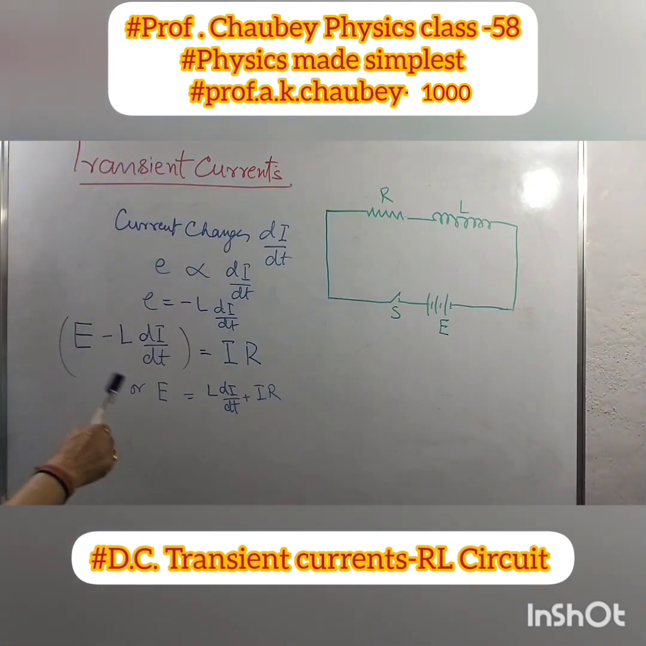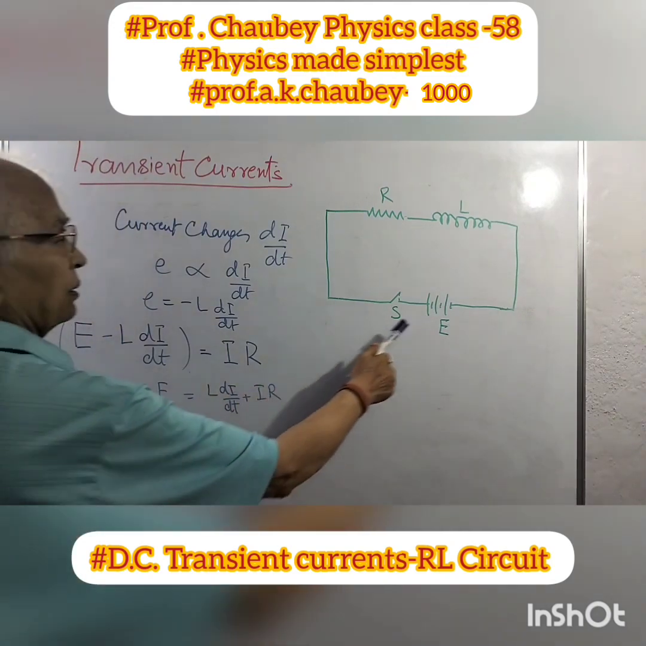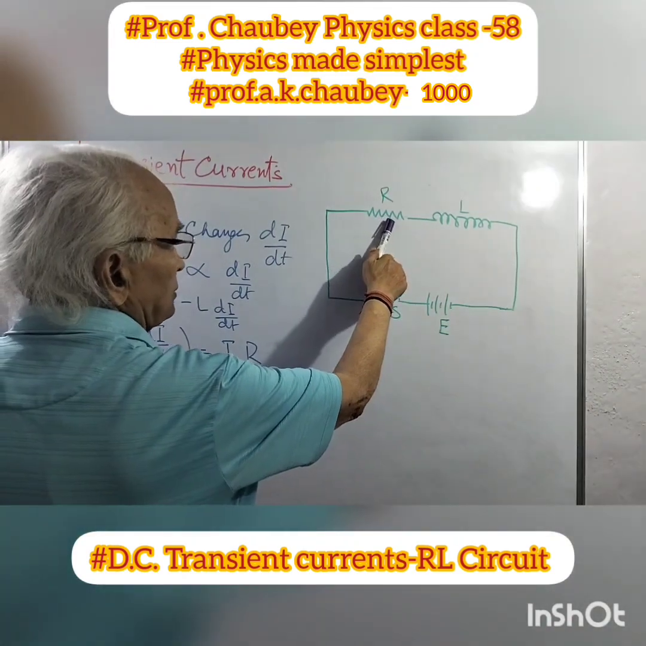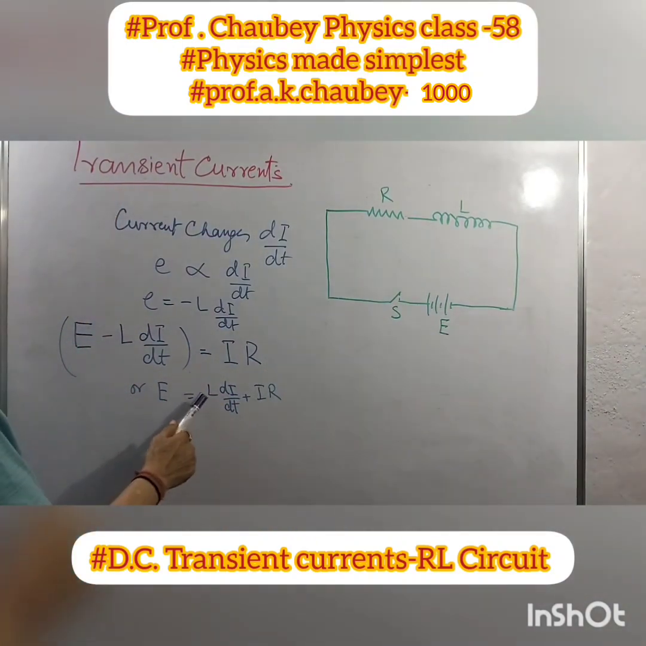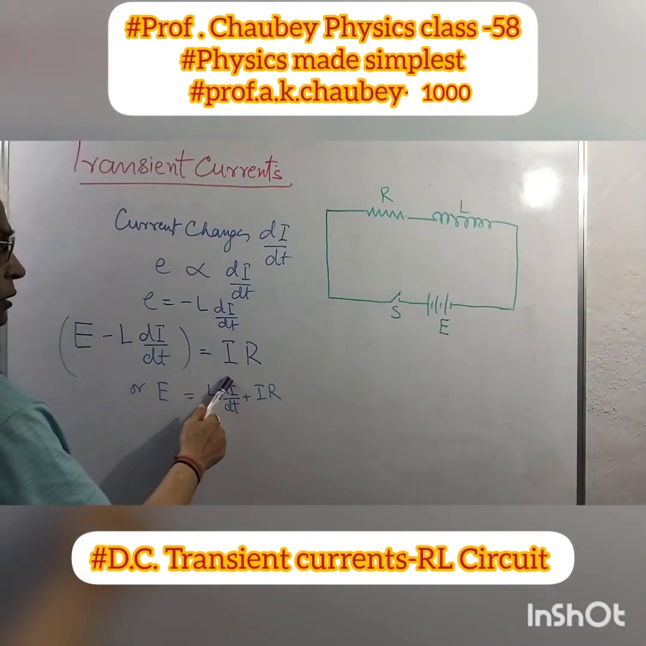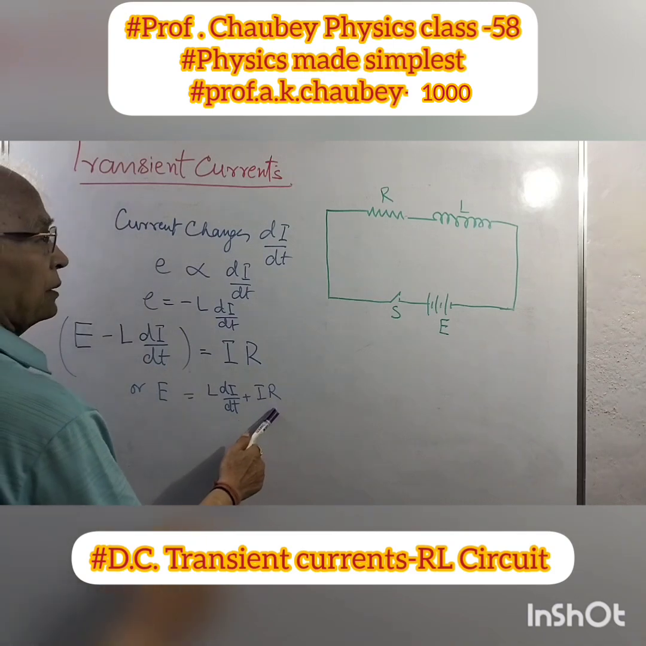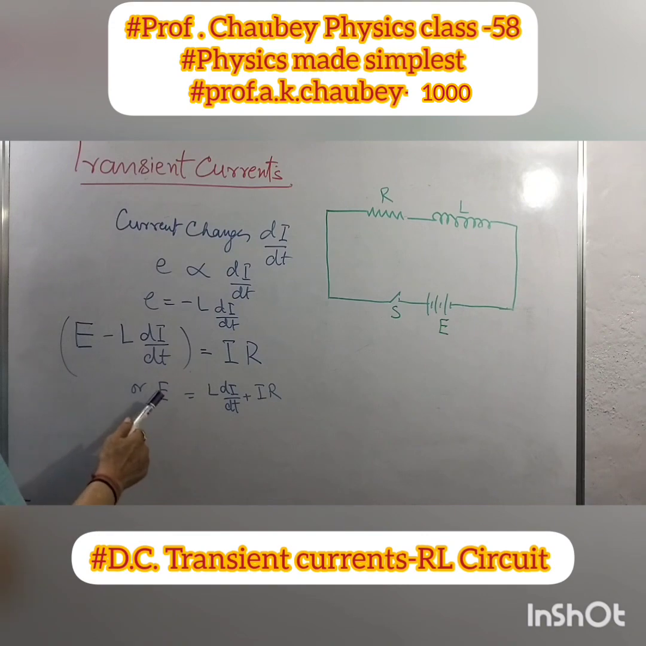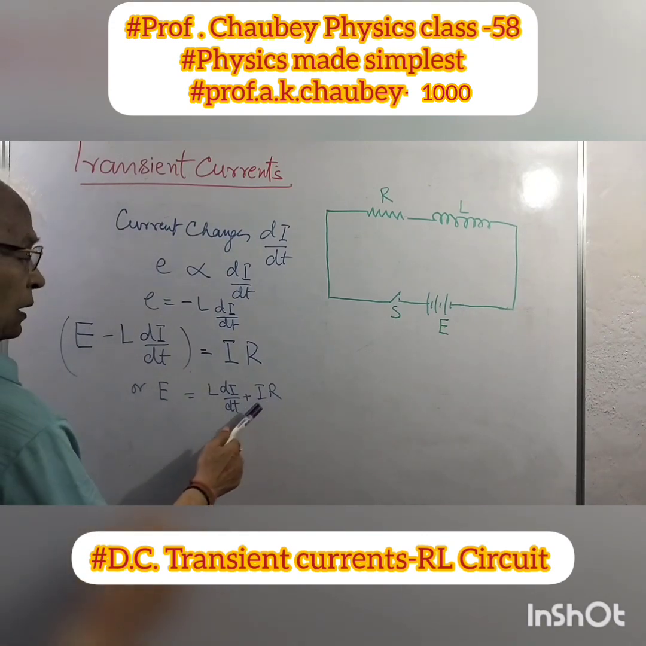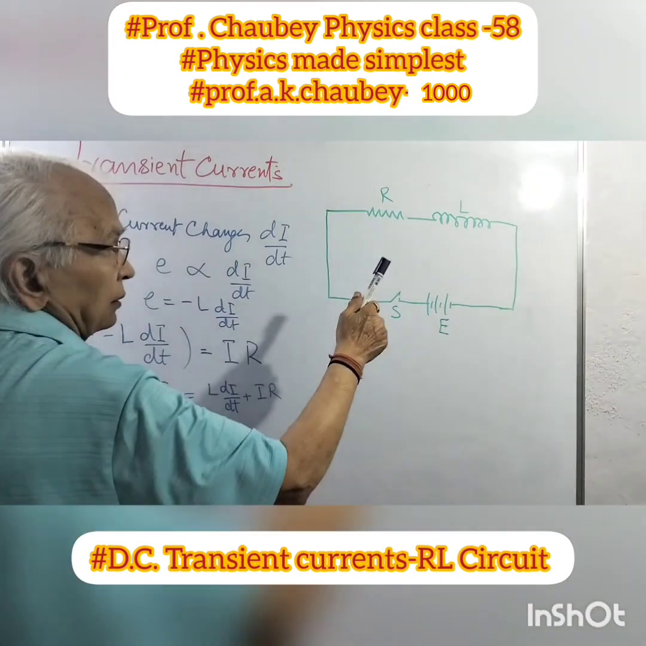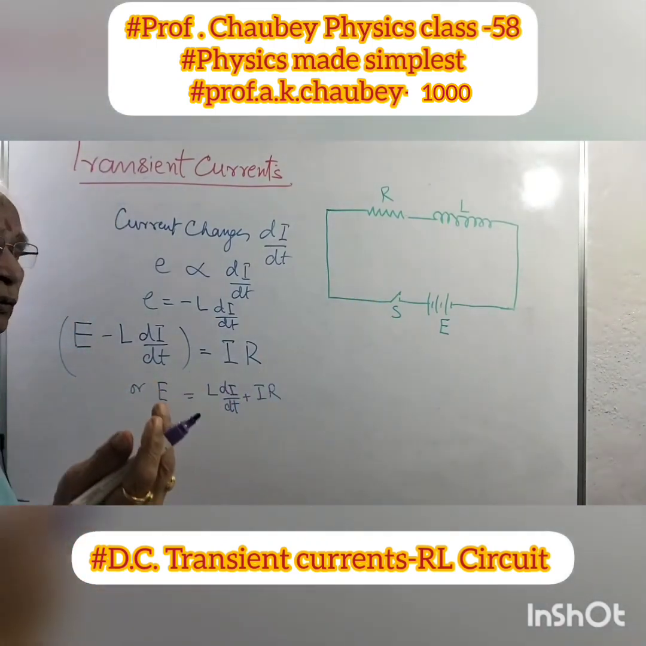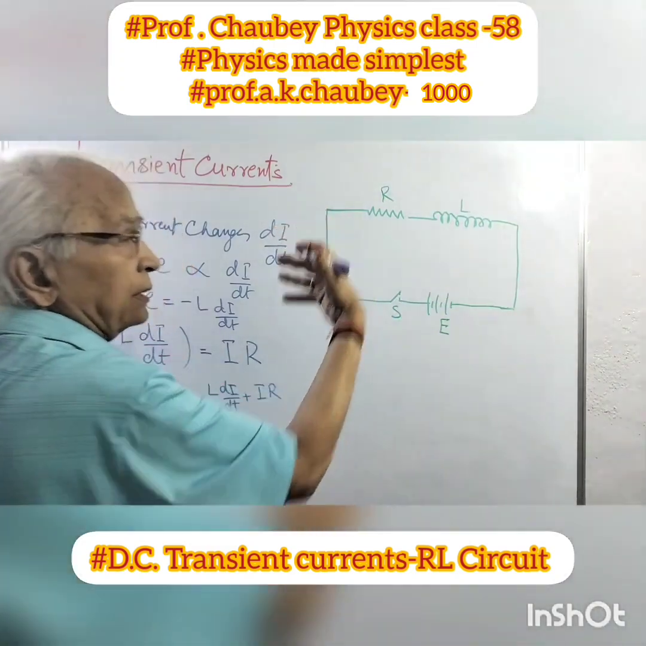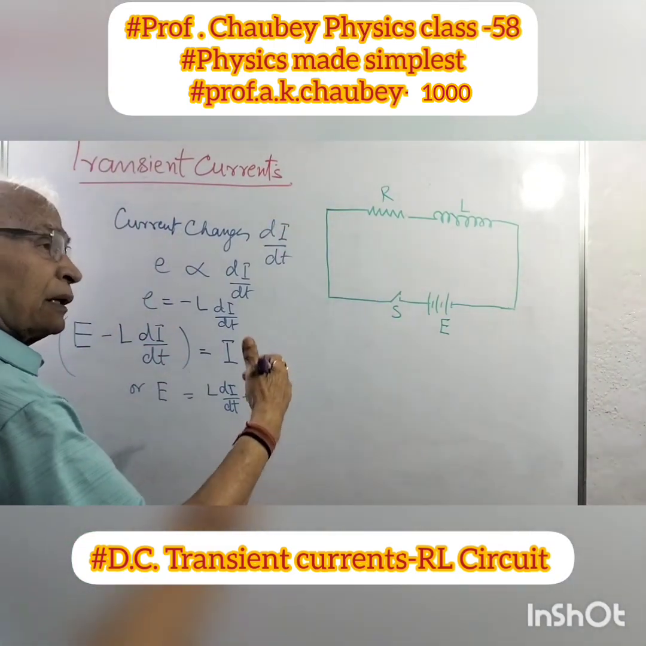So we were talking that if the potential of the source is impressed upon resistance and inductance, E is equal to L di/dt, this is the induced potential across the inductance, and IR is the potential drop across the resistance. So this E is constant, equal to this plus this. But as the current increases in the circuit, because in the beginning the current is 0, when you press the key the current starts increasing, inductance opposes, Lenz's law. So the current increase is slow.